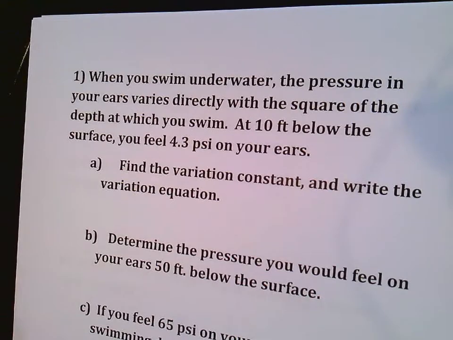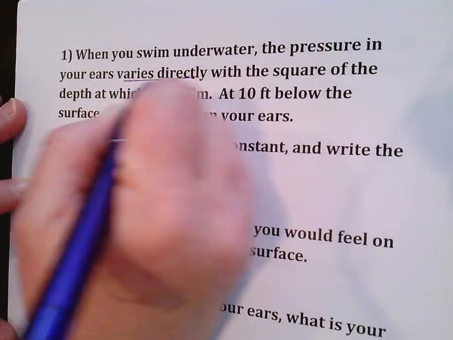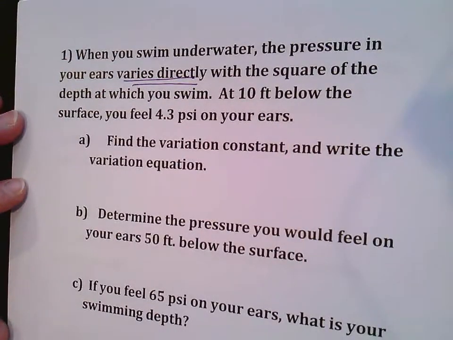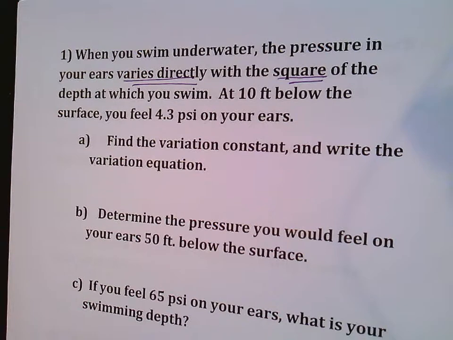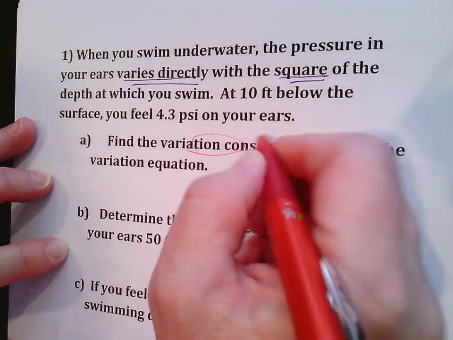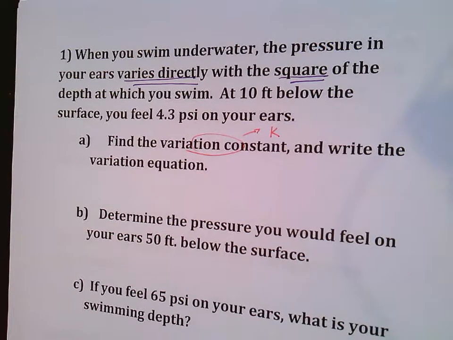It tells us that the pressure in your ears varies directly, that means we're using direct variation, with the square, that's going to be your exponent, of the depth at which you swim. It says at 10 feet below the surface, you feel 4.3 pounds per square inch on your ears. First thing we're going to do is find the variation constant, that's k, and we're going to write the variation equation.